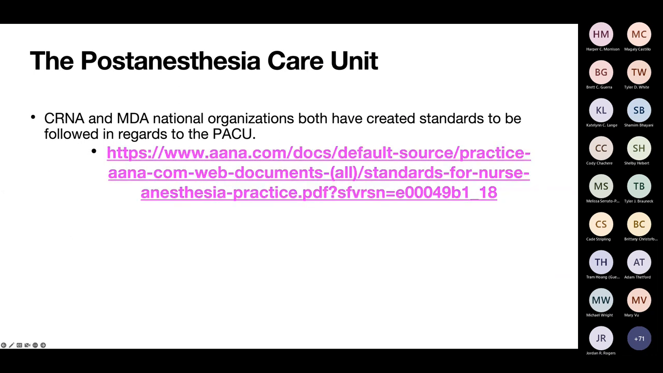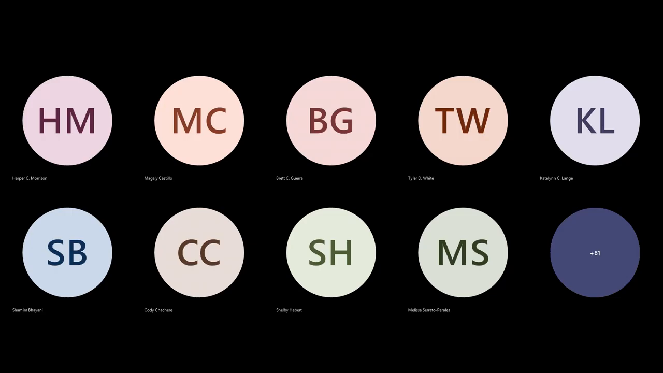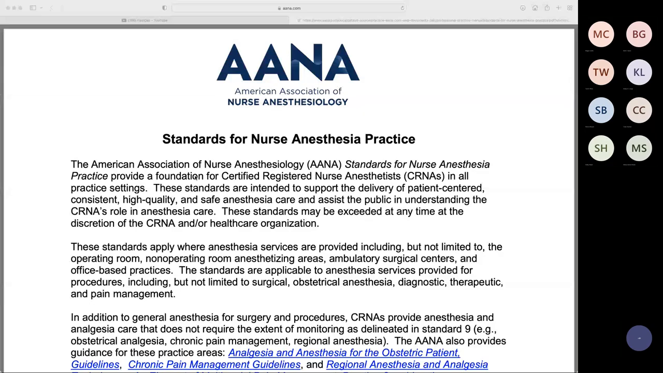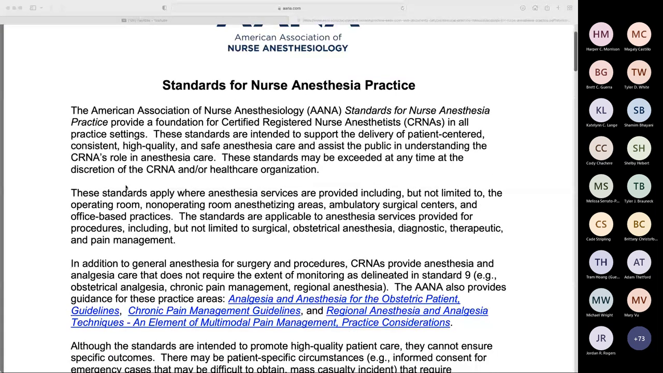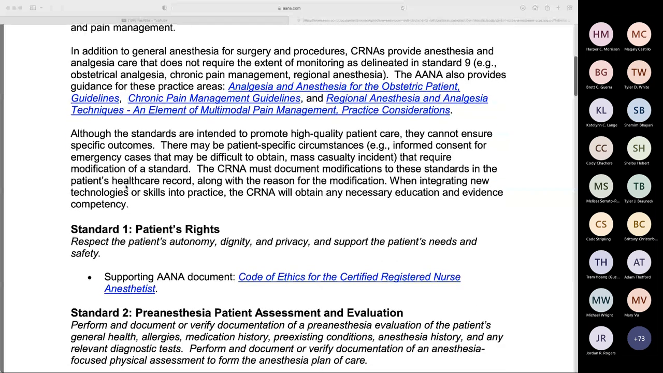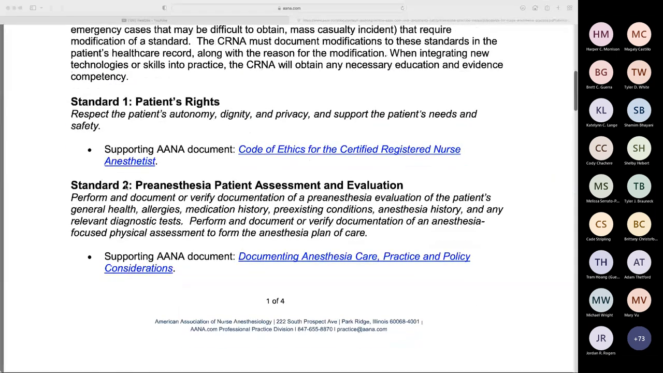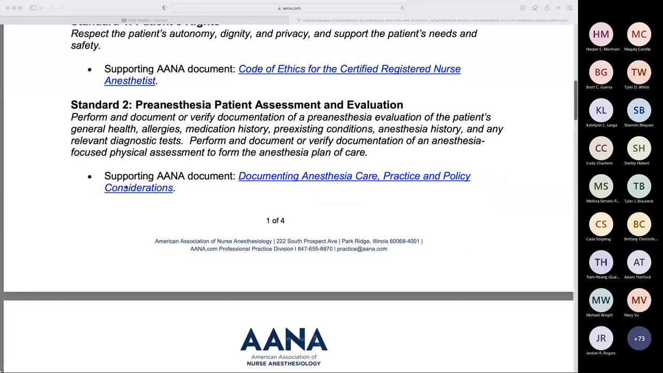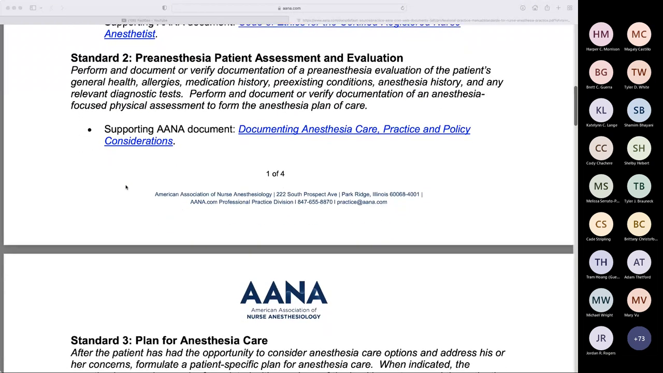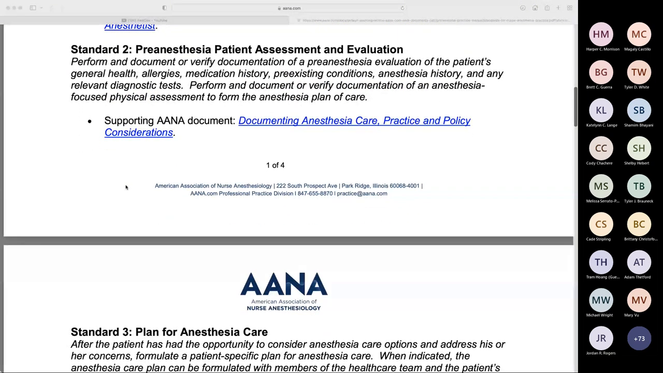So I'm going to open this up real quick for you guys to see it. These are the ANA practice standards. If you haven't looked at it before, this is basically the standard you're held to. You know, basic stuff, patient's autonomy, dignity, privacy, that sort of thing. But the second one here, the pre-anesthesia patient assessment and evaluation, is really when it starts getting into very key things that you have to do.